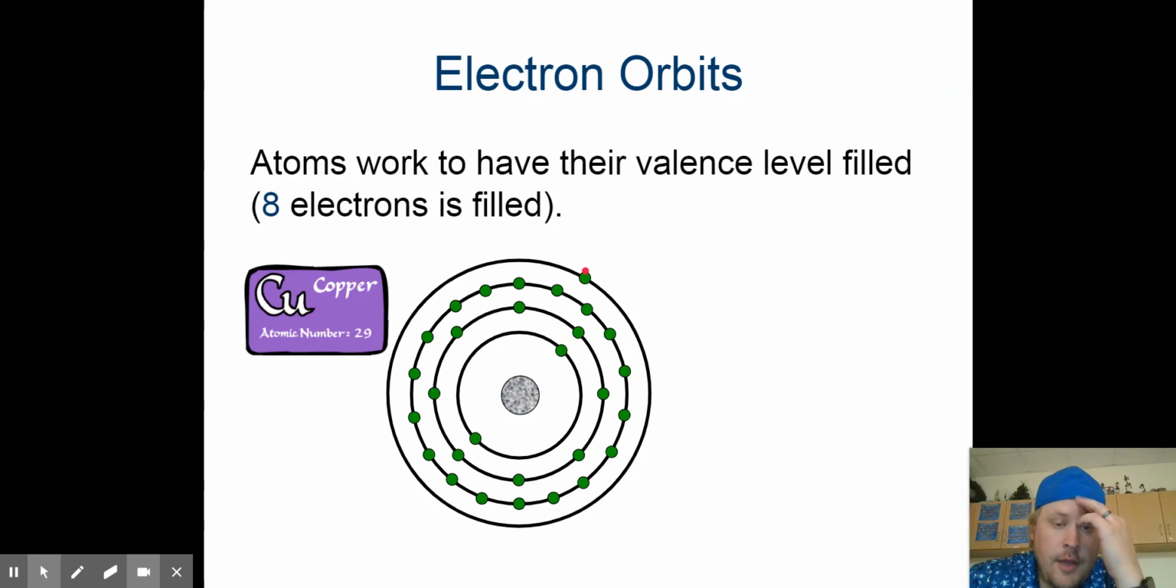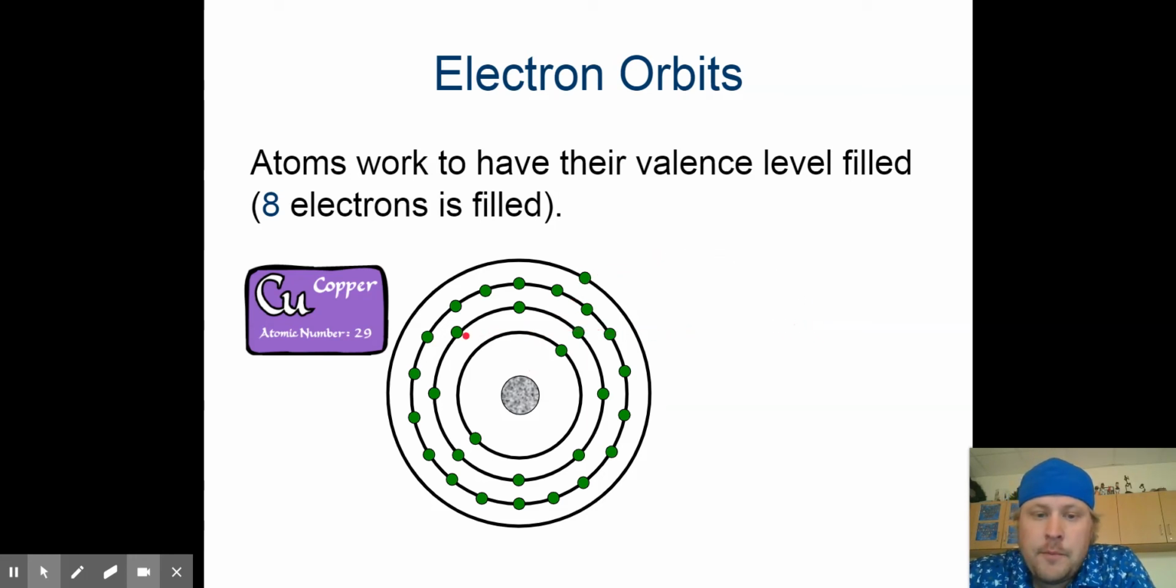I'm going to ask the same question I just asked. Is it easier to get rid of 1 electron, or, if we're trying to fill it up to 8, gain 7? Right, it's easier to lose 1 electron. So this electron has a really loose hold on this atom, meaning it's available to move to other atoms. And that's electricity: electrons moving from one atom to another atom.